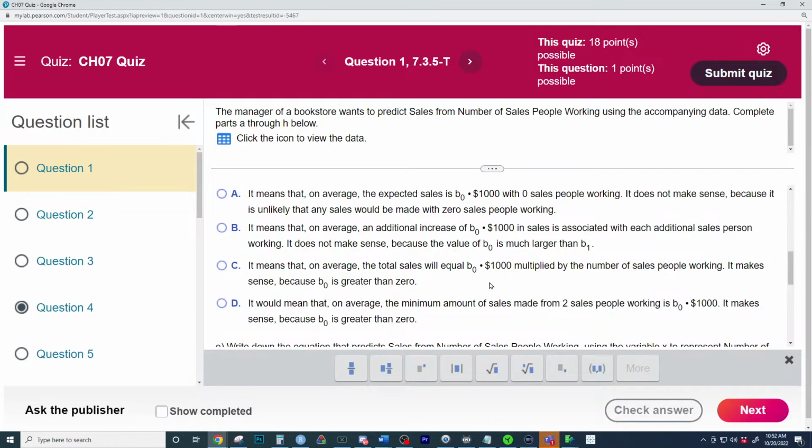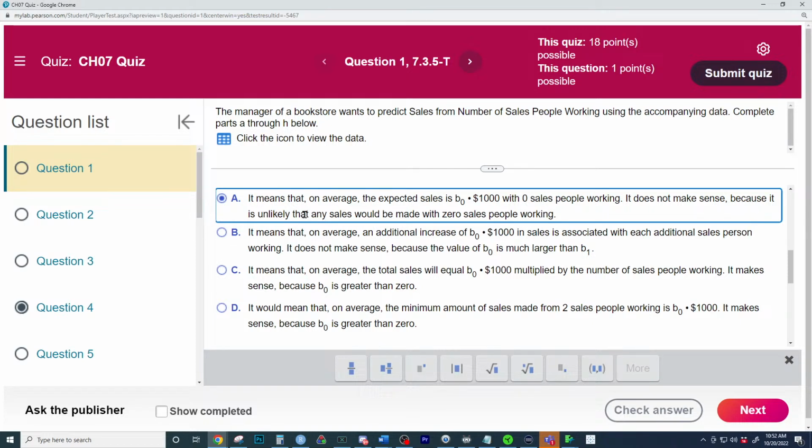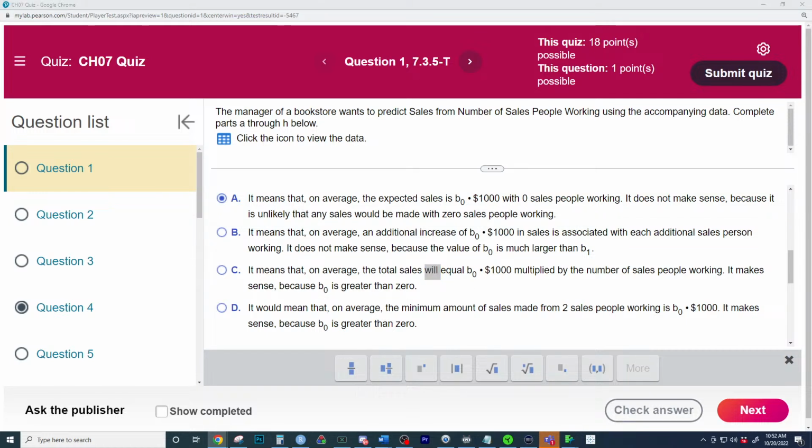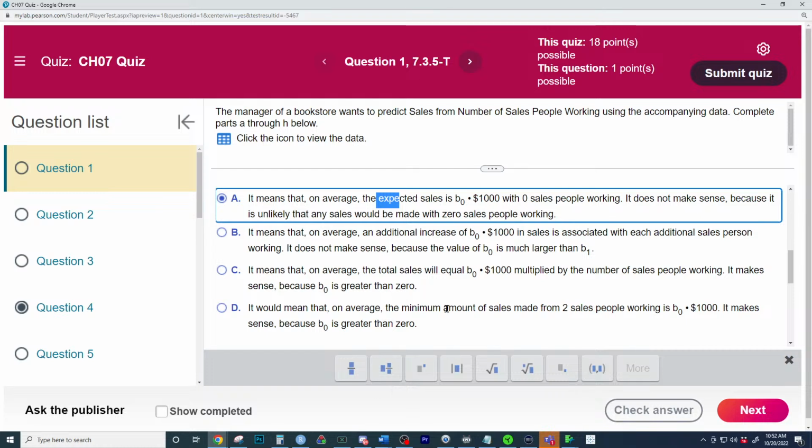It means that on average, the expected sales is this with 0 salespeople working. It doesn't make sense because it's unlikely that any sales will be made if 0 salespeople are working. That sounds right. It means that on average, the sales will equal, they put expected. Yeah, so this one says will. We like wills, but we don't like saying will in our interpretations. It's the expected, not what it will be.